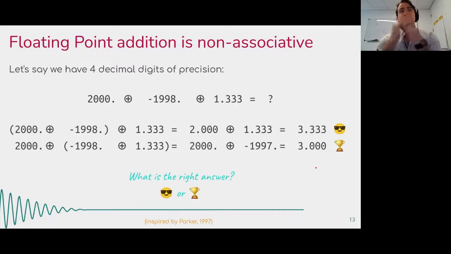We have 2000 plus negative 1998, or if you could show my slides again, please. Thank you. Plus 1.33. Depending on the order of operations we do here, if we do our 2000 plus negative 1998, or if we do our negative 1998 plus 1.33, what would the correct answer be?